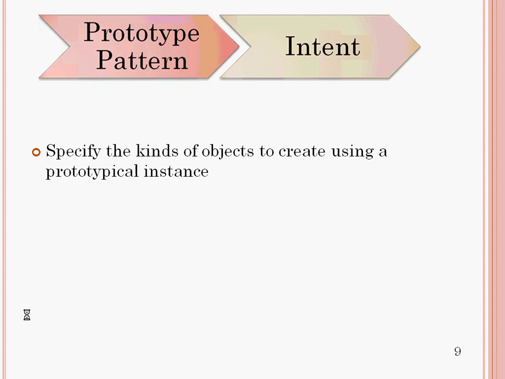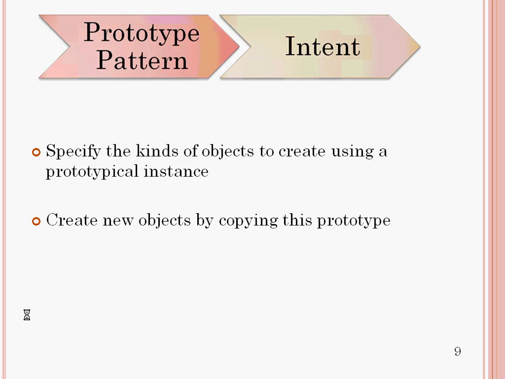So the intent of this prototype pattern is to specify the kinds of objects to create using a prototypical instance. See, in this case, the prototype member was a prototypical instance, right? And now, using that prototypical instance, you create new objects, that is, by cloning. Because everything is dealt with the object, it's object, and since we create objects here, it's called a creational pattern, right?